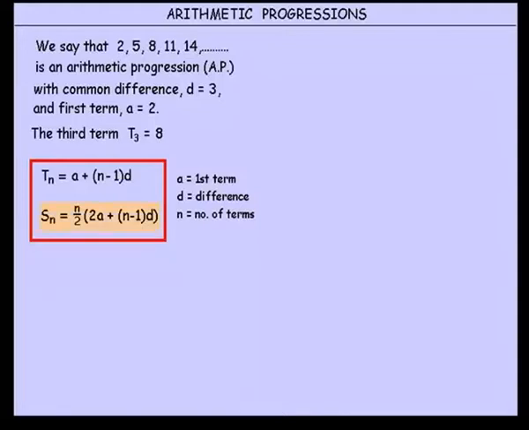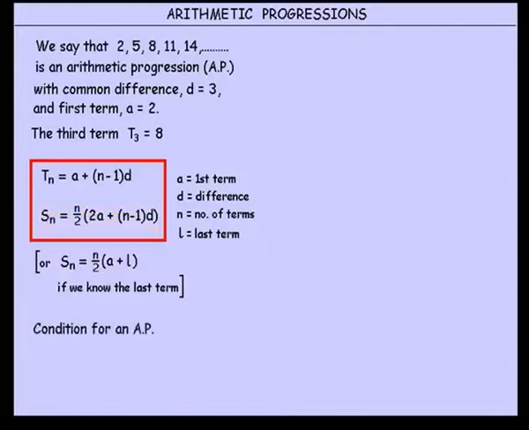Now that sum formula, the sum of n terms, can actually be written in a much shorter way. We can write that as Sn equals n on 2 outside of (a plus l), where l is the last term. So if we know the last term, well then we can use that short formula. So we'll just jot up there, l is the last term.